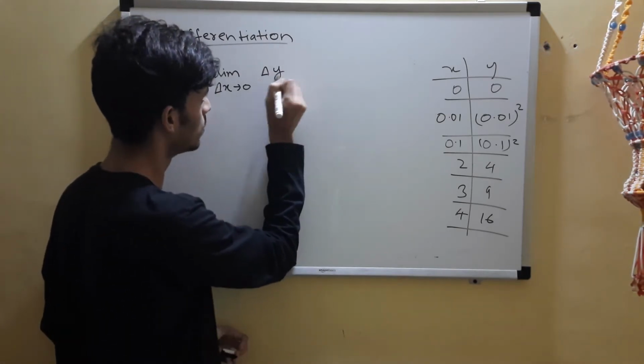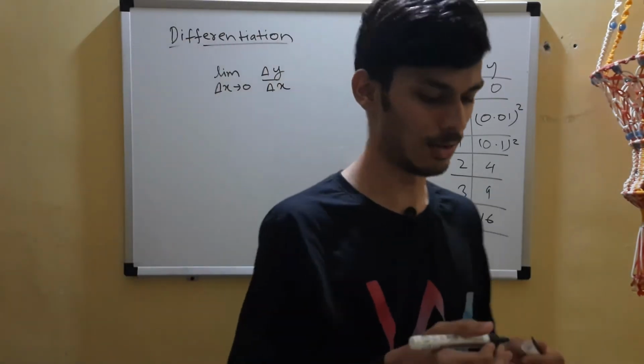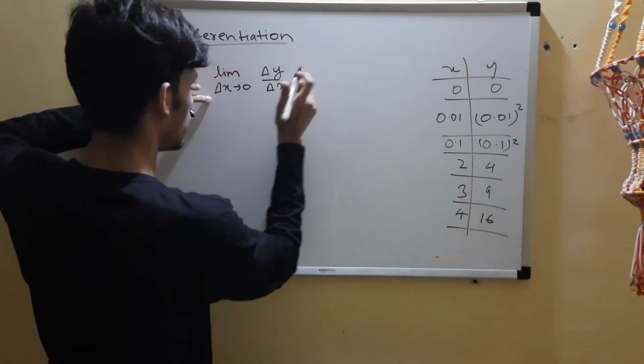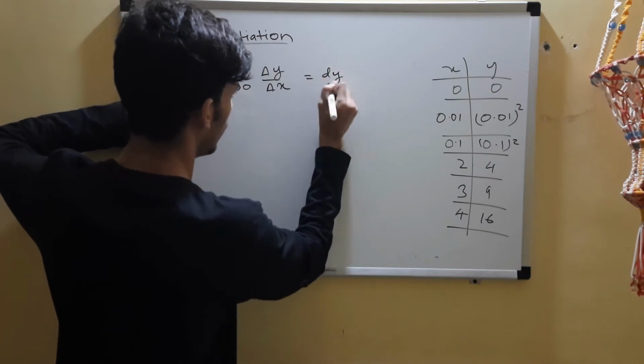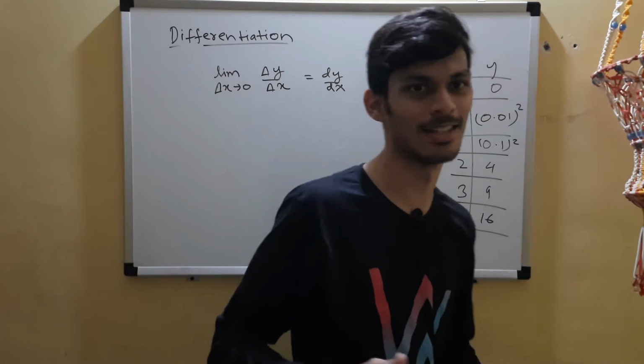So what happens to the limit? So it gets some value, a constant value, right? And when these are small, we can write it as dy by dx. So this is what differentiation is. Okay.